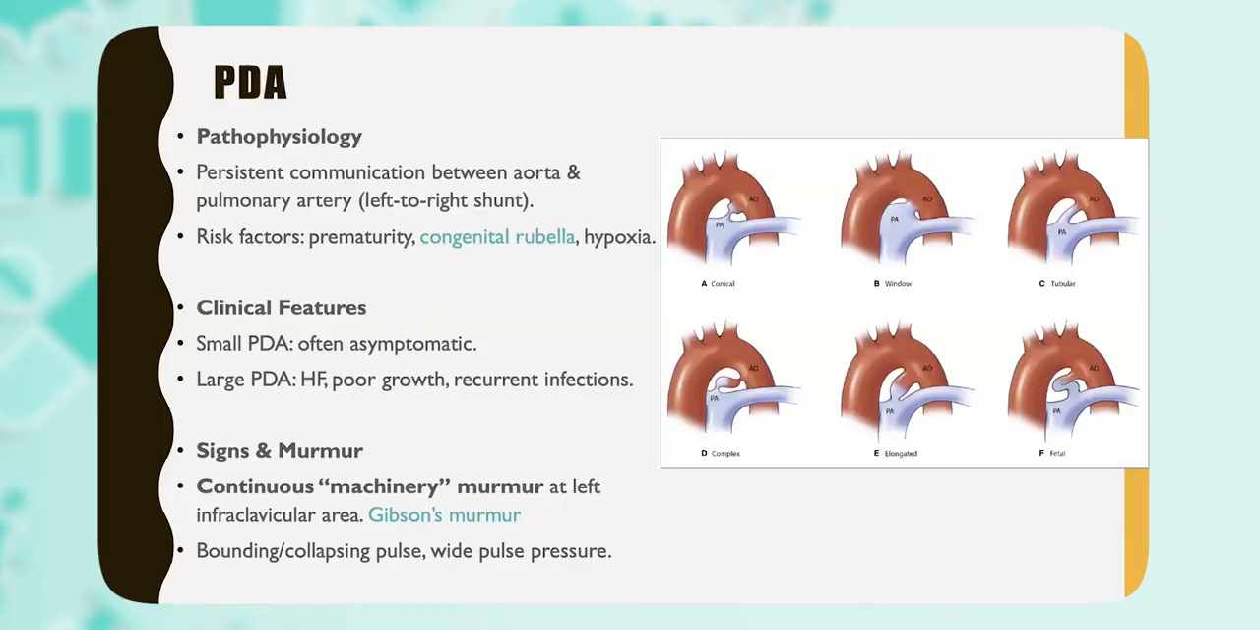Signs and murmur: the famous murmur is called the Gibson's murmur. In PDA, it is a continuous machinery murmur heard both in diastole and systole in the left infraclavicular area. Other signs are bounding or collapsing pulse with wide pulse pressure. This is a classification according to the morphology of patent ductus arteriosus. It's called the Krichenko classification, and this type A or conical PDA is the commonest one. So we close these PDAs with conical devices.